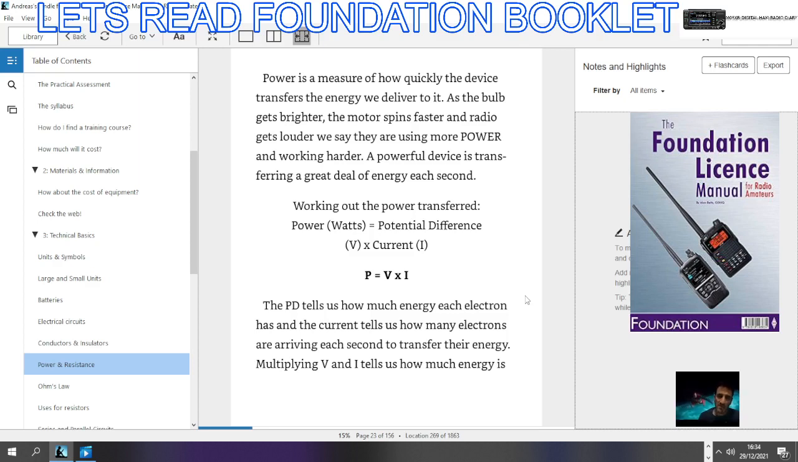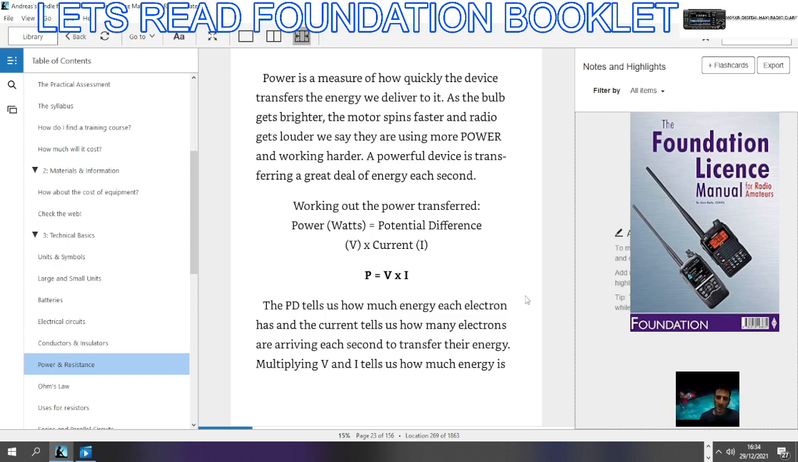As the bulb gets brighter, the motor spins faster and the radio gets louder, we say they are using more power and working harder. A powerful device is transferring a great deal of energy each second. Working out the power transferred.